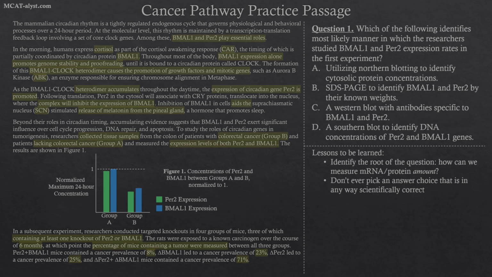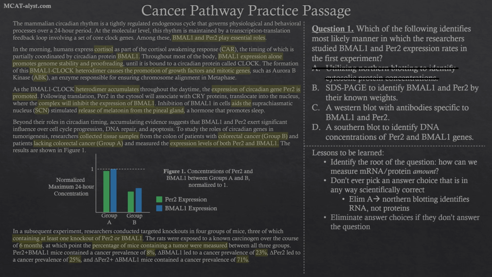So starting with answer choice A, utilizing northern blotting to identify cytosolic protein concentrations. We can immediately eliminate this. Northern blotting identifies RNA, not proteins. Northern blotting is supposed to be measuring RNA, when answer choice A is saying that it's measuring protein concentrations. That is scientifically incorrect. Immediately rule it out. Just on a scientific basis, answer choices B through D are all correct. Whatever lab technique they mentioned actually does what the rest of the answer choice states that it does.